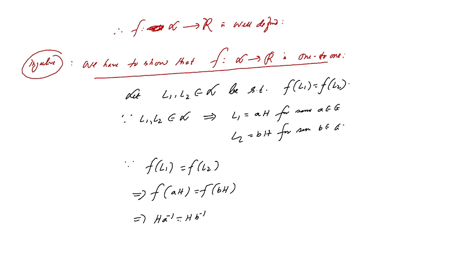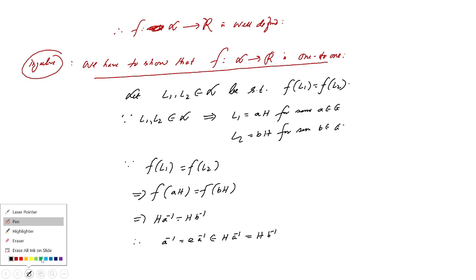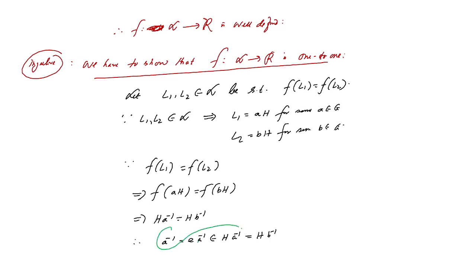And from that we can write, therefore, A inverse equals E A inverse, because it is the identity element that belongs to H A inverse, and H A inverse equals H B inverse. So here we get A inverse belongs to H B inverse, and that implies A inverse equals H B inverse for some H belongs to H.